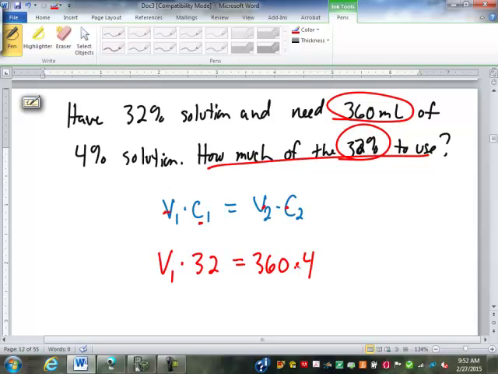4%. Now you might be wondering, why did I make the 32% concentration 1? Why couldn't I have done the 4% as concentration 1? I could have. It doesn't matter. It makes no difference which one we choose to be which, just as long as you get the volume with its correct concentration.